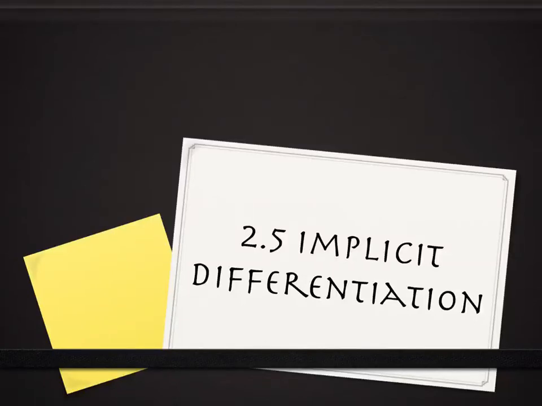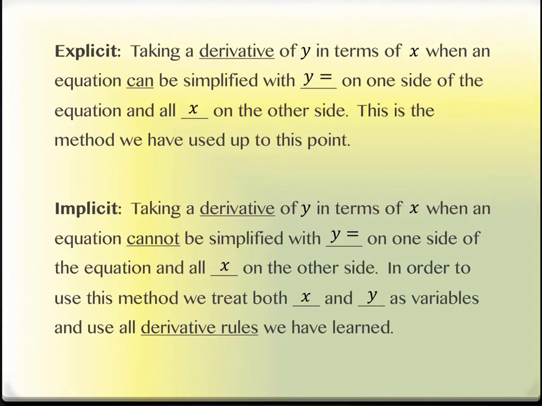Today we're taking a look at section 2.5, which is called Implicit Differentiation. It's kind of an extension of what we've been doing with all the other things in this section. And it is a little complicated. So let me talk about first what it is.